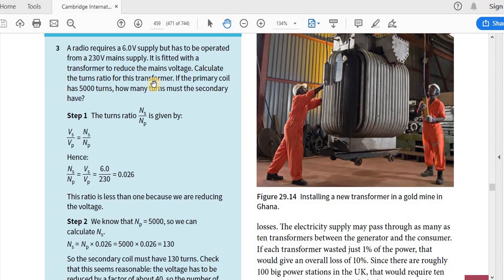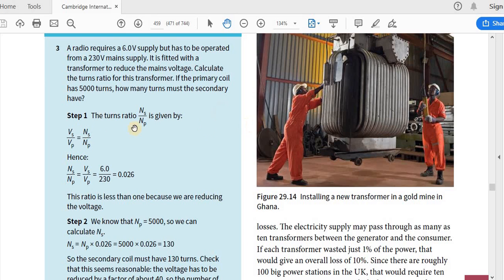Calculate the turns ratio for this transformer if the primary coil has 5000 turns. Now you can see the voltage is reduced from 230 to 6 volts. That means if the primary coil has 5000 turns, the secondary coil, which is the coil on the appliance side, has to have a lesser number of turns, because 230 is reduced to 6. 5000 has to be reduced in proportion. That's why, if the primary coil has 5000 turns, how many turns must the secondary have?